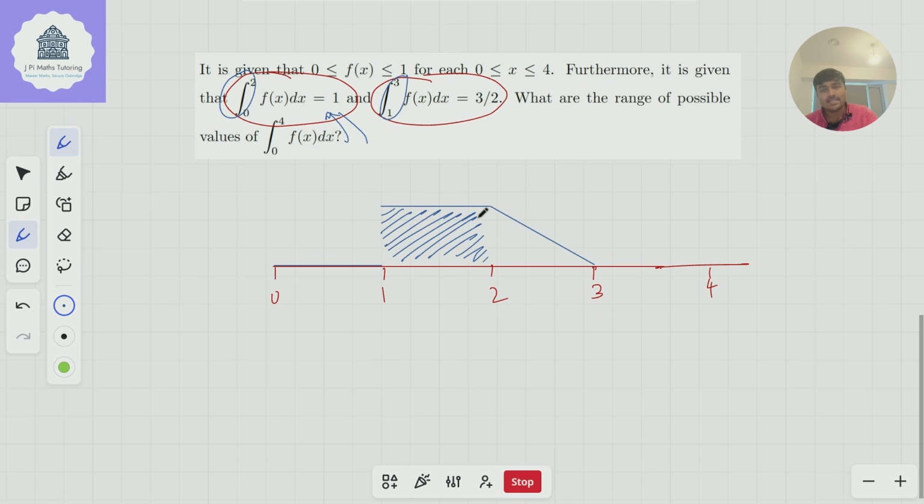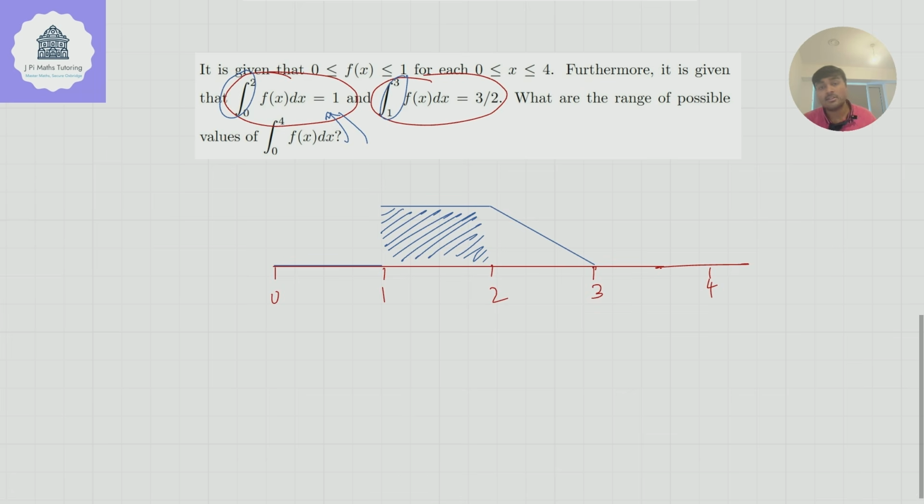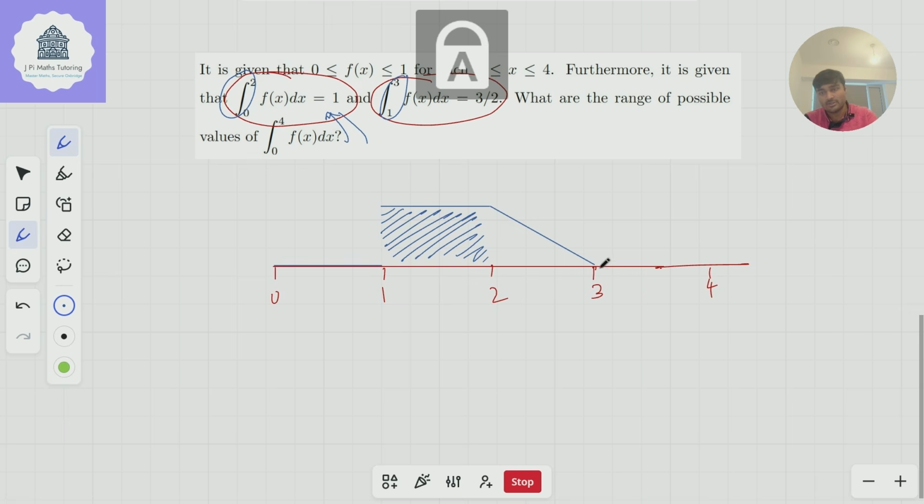Okay, cool. And then there's no information about what happens between 3 and 4. And since we're trying to minimize the value of the integral from 0 to 4, let's just make the function as small as possible, so 0. I'm struggling to draw straight lines today. There we go. Okay, great. So what is the smallest value that the integral from 0 to 4 of f of x dx could be? Well, it's 3 over 2 precisely. So the integral from 0 to 4 of f of x dx is at least 3 over 2.